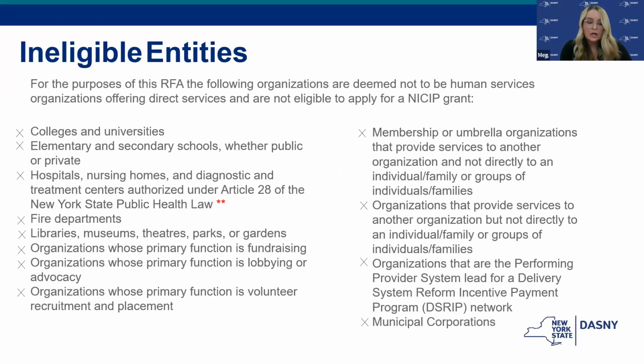For purposes of this RFA, the following organizations are deemed not to be human services organizations offering direct services and are not eligible to apply for a NICIP grant. Colleges and universities, elementary and secondary schools, whether public or private, hospitals, nursing homes, and diagnostic and treatment centers authorized under Article 28 of the New York State Public Health Law.